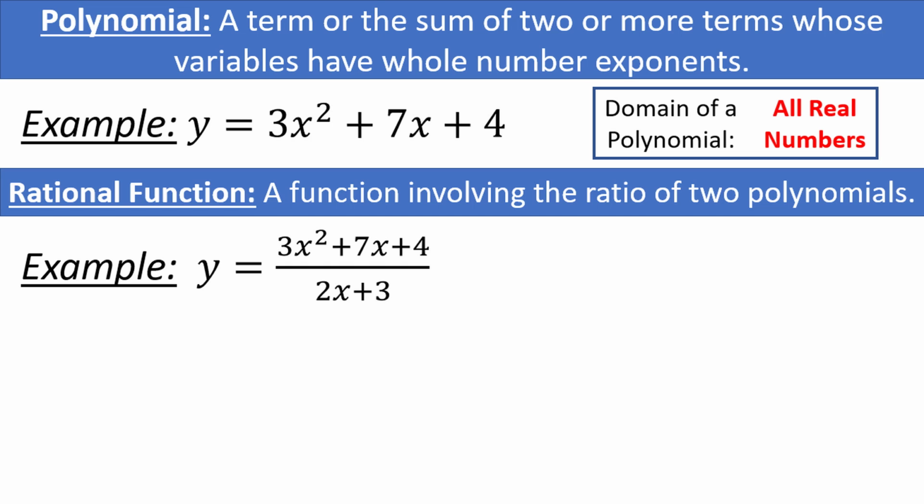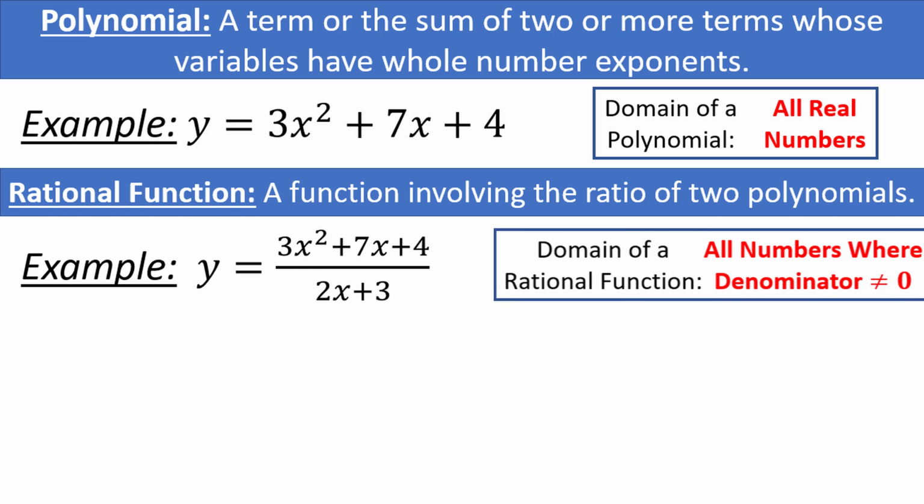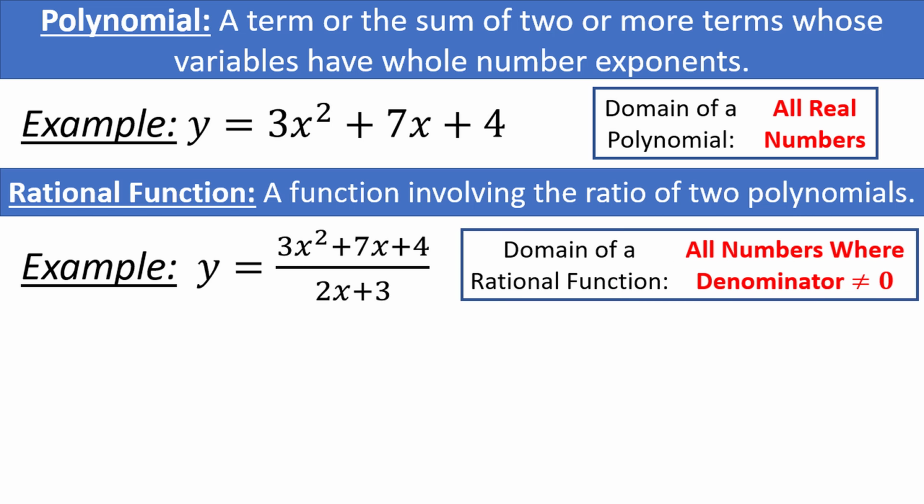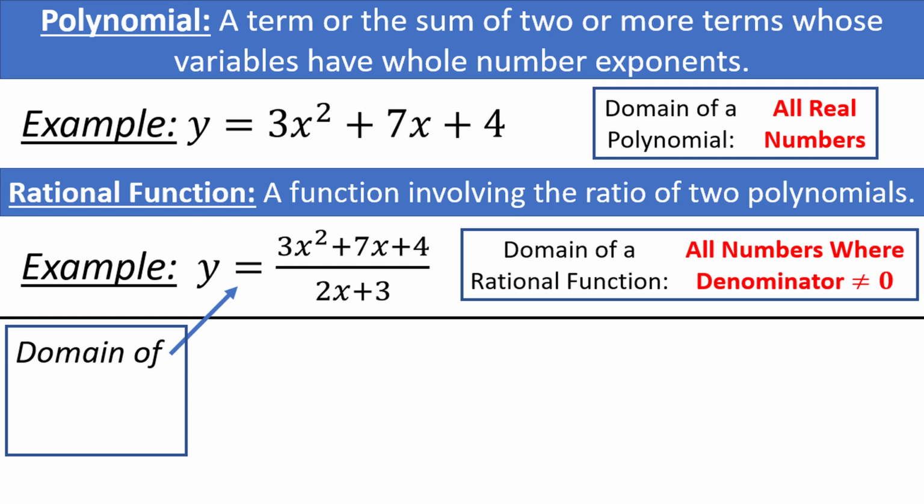They typically have a restricted domain due to the possibility of their denominator equaling 0. We know that division by 0 is undefined in mathematics, so the domain of a rational function is all numbers where the denominator is not equal to 0. For example, in 3x squared plus 7x plus 4 divided by 2x plus 3, the domain would be restricted to all values where the denominator of 2x plus 3 is not equal to 0.